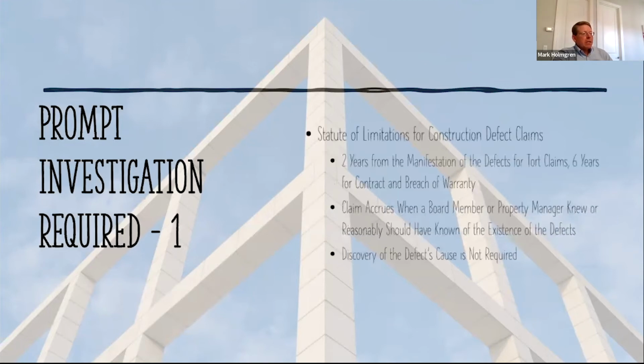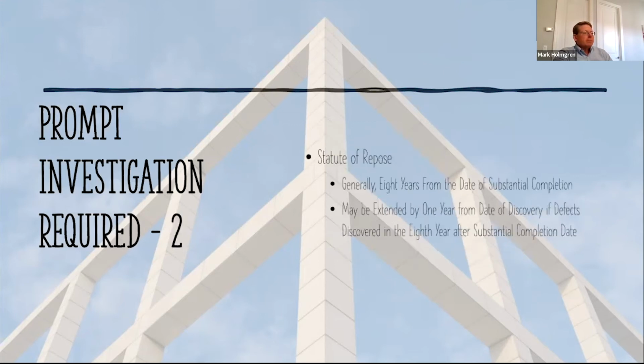And again, it's a complicated mess. Don't try to sort this out on your own. Don't try to interpret that and advise the association. That's what lawyers are for. We're happy to help with this. Let us be the ones at risk and not you.